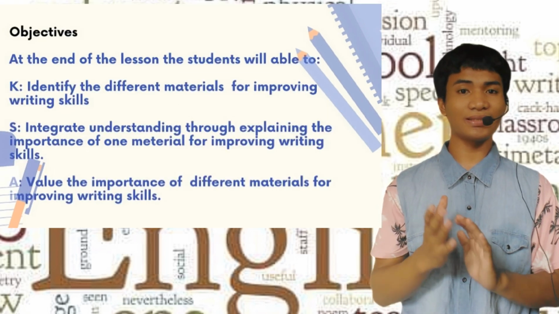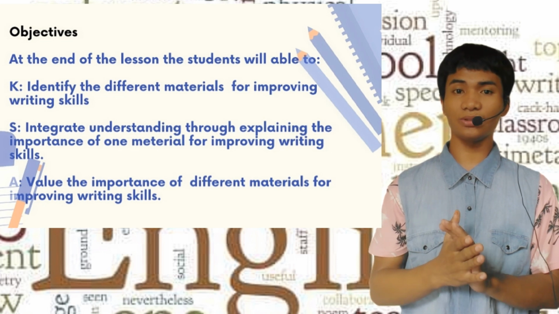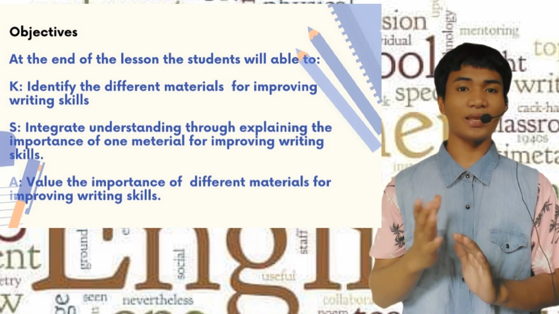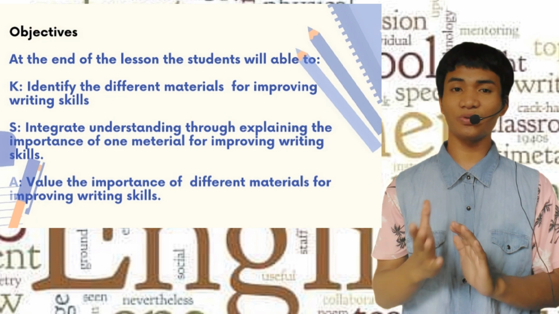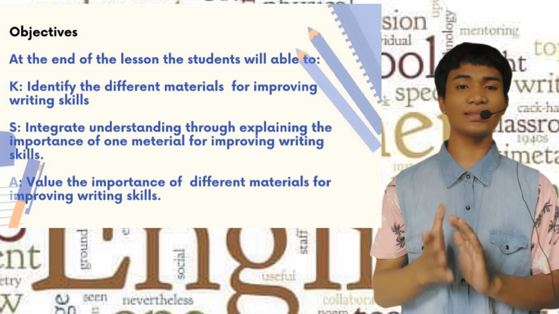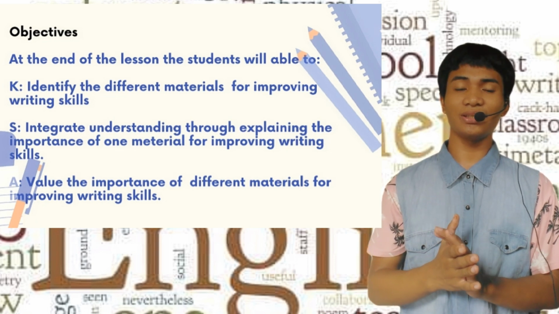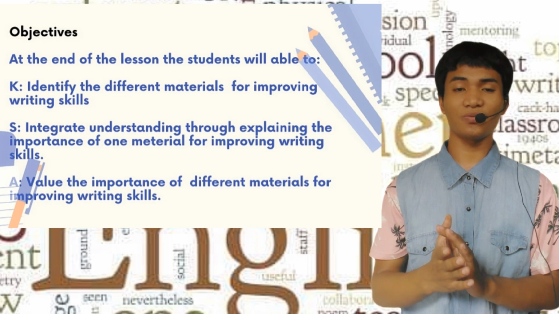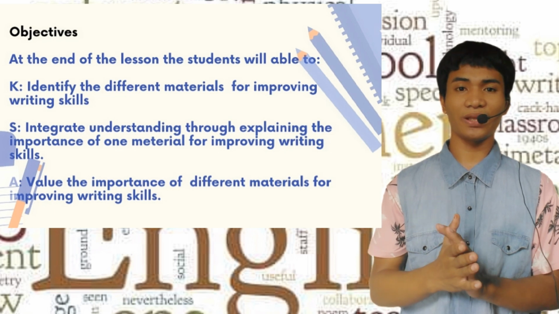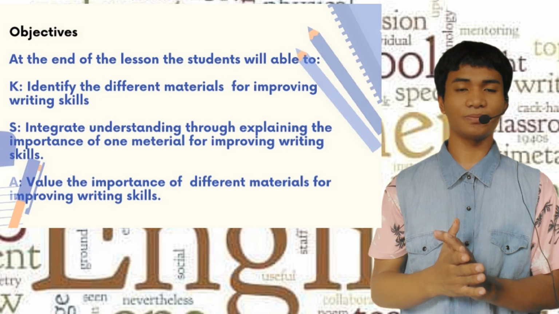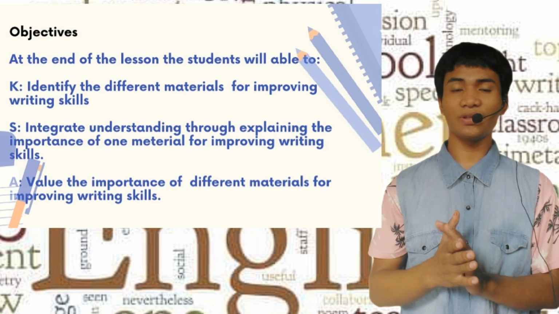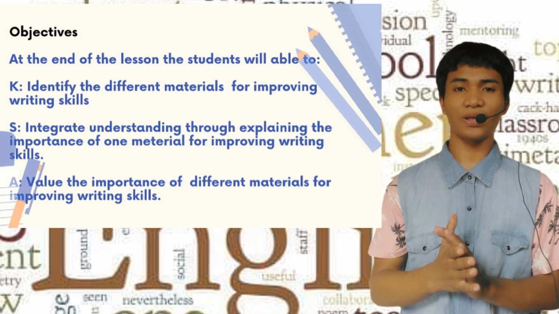Our objectives: at the end of this lesson you will be able to, Knowledge: identify different materials for improving writing skills. Skills: integrate understanding through explaining the importance of one material for improving writing skills. Attitude: value the importance of different materials for improving writing skills.